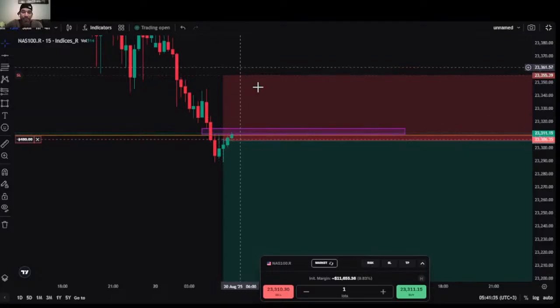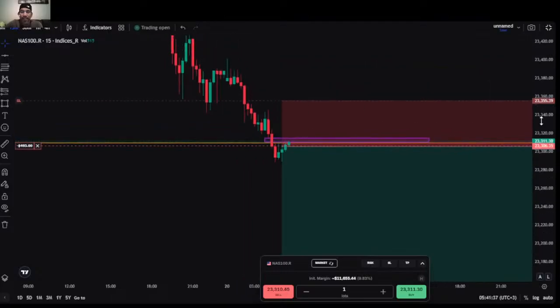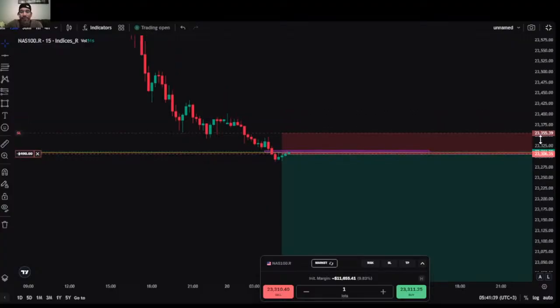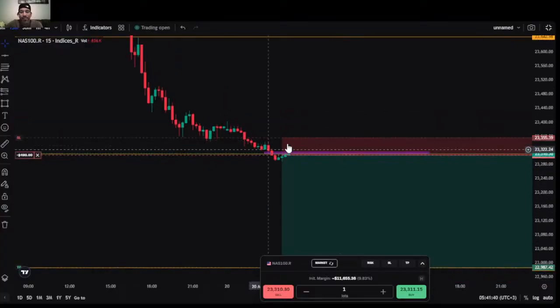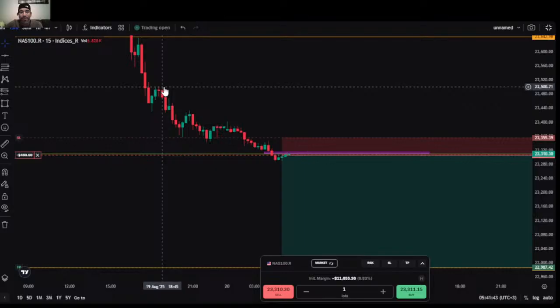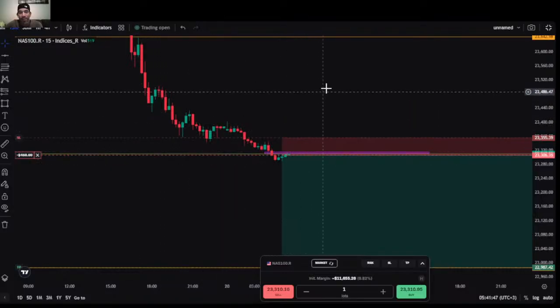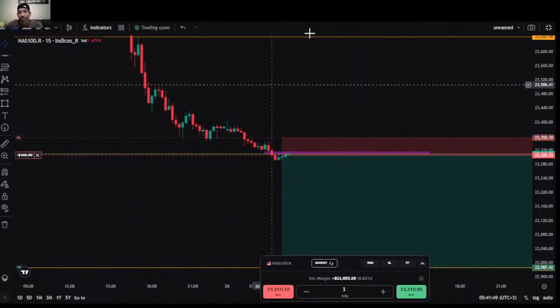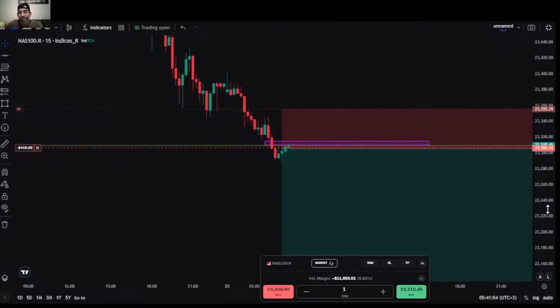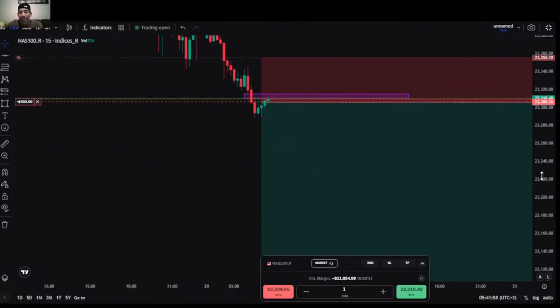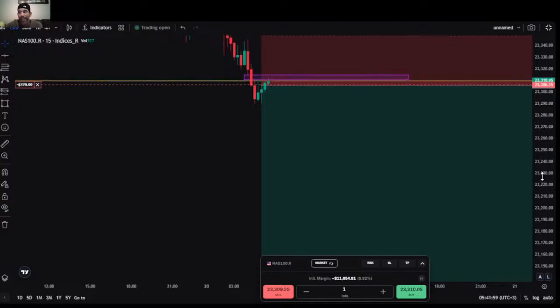Maybe come up to the 50%. Like I said, it was a big move down. It can maybe come up to about this area here, make a little bit of a pullback up here, and then continue. But yeah, I think we're gonna see some more selling pressure because Nvidia is gonna drag the market down with it. So that's what I think is gonna happen with the Nasdaq, at least.